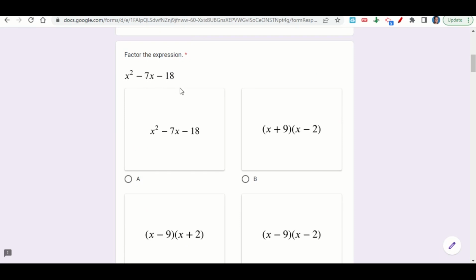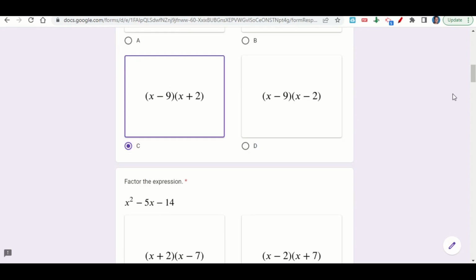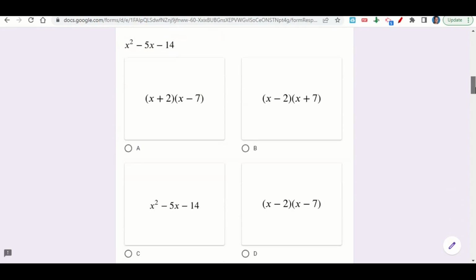So when we do that, we have 9 and 2. When we multiply those together, we get 18, and they subtract to get 9. So we know that this is negative, so the bigger number needs to be negative. So we have -9, so x minus 9 times x plus 2, which is this one right here. And we'll look at the next one.